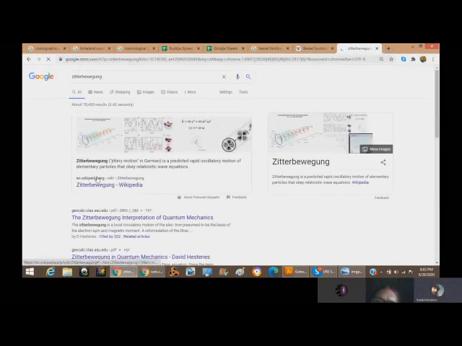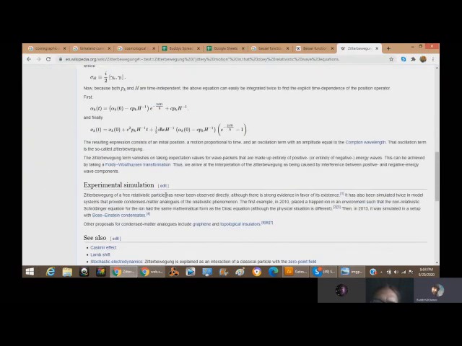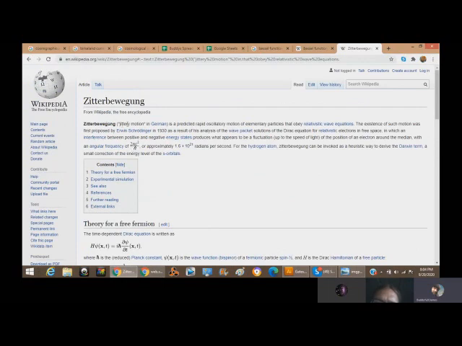Now here's the word. Good luck pronouncing it. Maybe we can go on Wikipedia and hear her say Zitterbewegung. Let's hear what the pronunciation is. No, I don't think it's on here. Okay, but anyway, it's jittery motion.